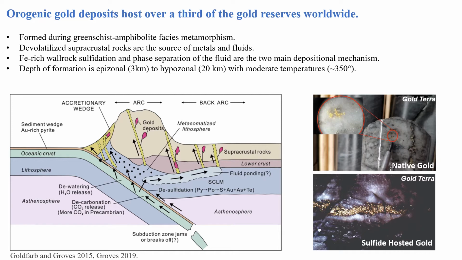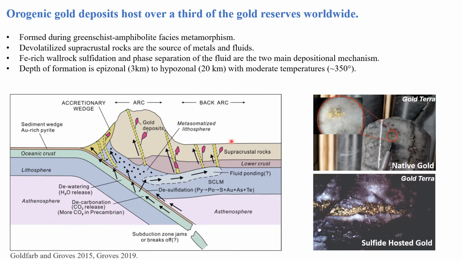It can be defined as any gold occurrence related with the orogeny and mountain building events. They are quite important since they host over a third of the gold reserves worldwide. The majority of these deposits are found in Archean greenstone belts and Phanerozoic slate belts. They are formed during greenschist to amphibolite facies metamorphism.